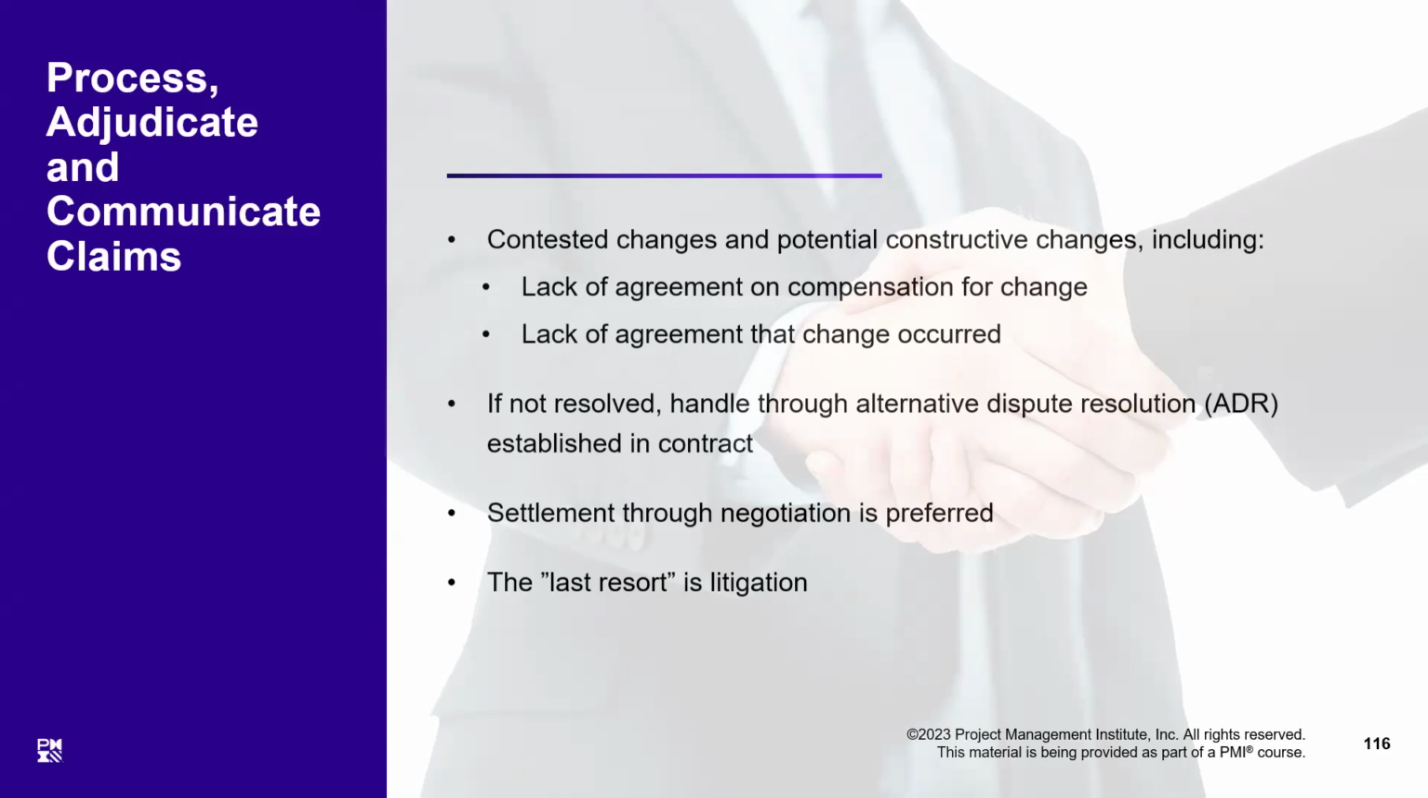Anyway, what are the issues which could be contested and escalated? Contested changes and potential constructive changes include lack of agreement on certain things, or lack of agreement that a change did occur, meaning both parties have a conflict. One party says there is nothing wrong, the other party says there is everything wrong. One party says we had an agreement on that, the other party does not agree. These things have to be resolved immediately, because if they are not resolved, our contract is in danger.